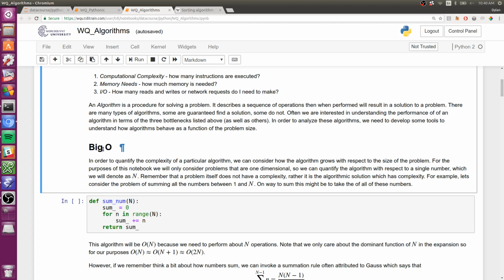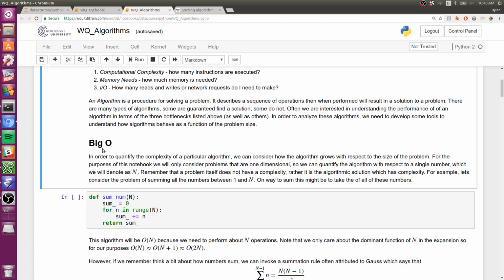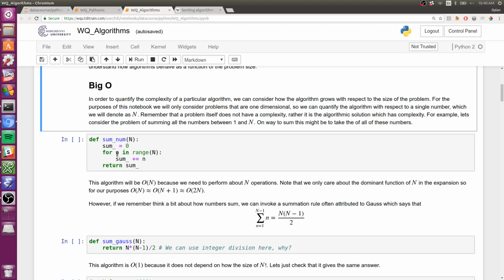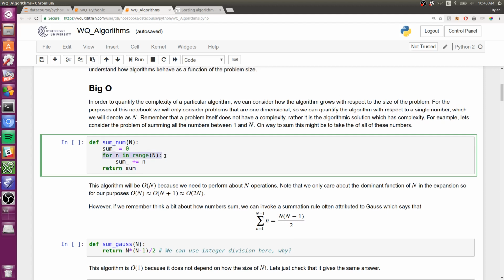O stands for order. So we might say an algorithm takes the order of n time, or n squared time, where n is the size of our input. So if I have a list of n numbers and I want to compute their sum, I'm going to need to take n steps to do that. So n steps, n time, order n time.